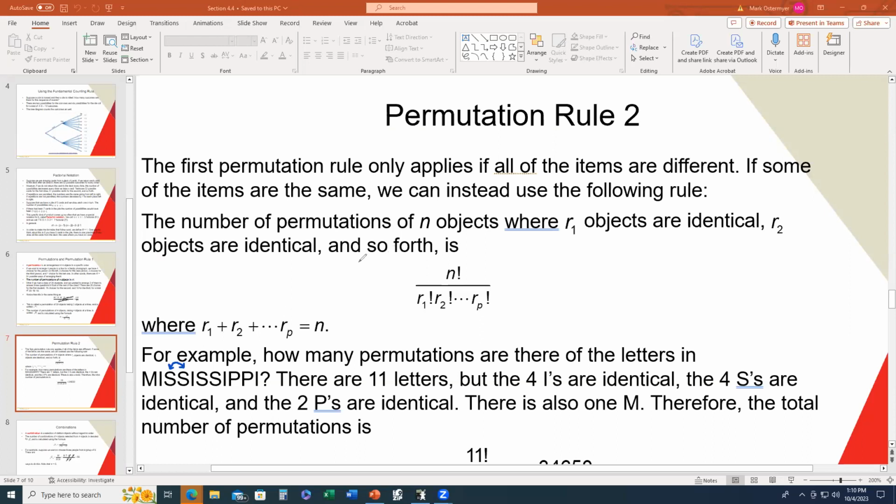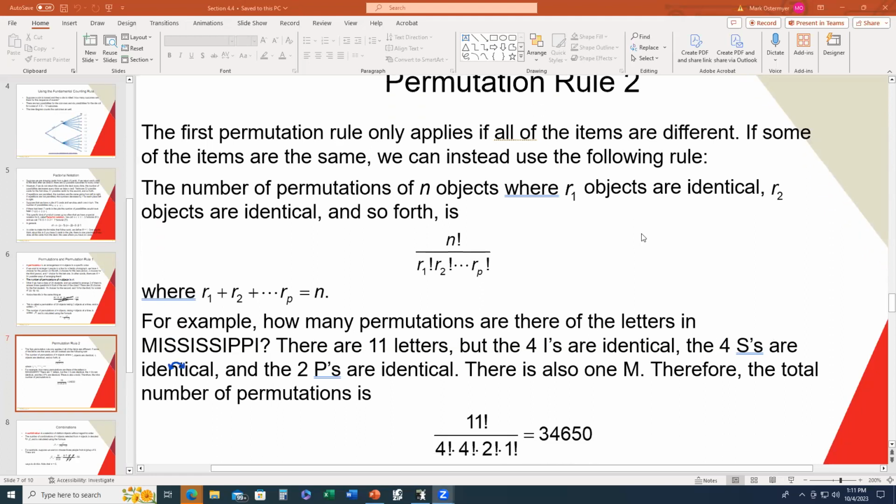All right. So therefore, the total number of ways of arranging these letters in the word Mississippi and having a unique word or a unique arrangement is going to be equal to the total number of letters in the word Mississippi, which is n, and that'll be n factorial. So how many letters are there in the word Mississippi? There's 11 letters. But 4 I's are identical, and 4 S's are identical, and 2 P's are identical. And there's only 1 M.